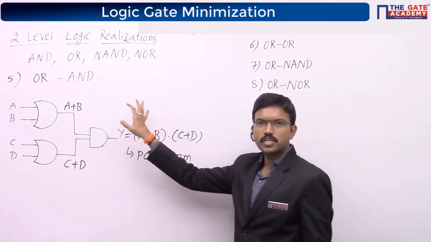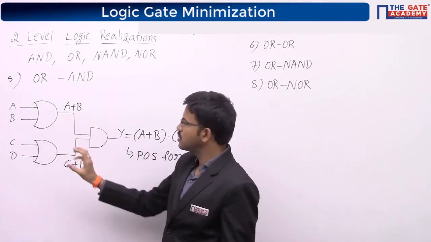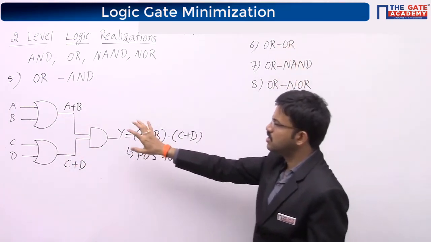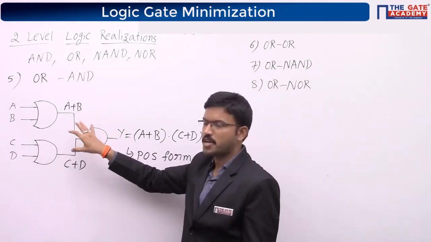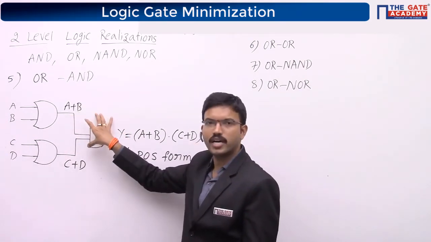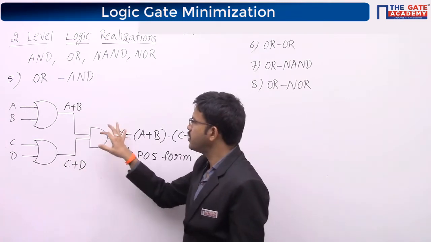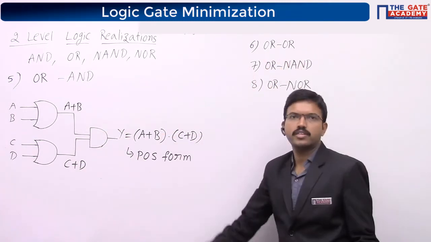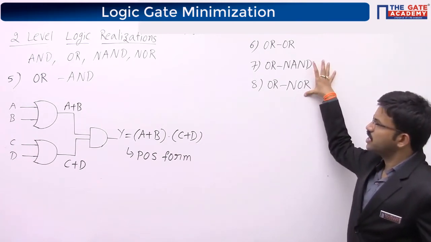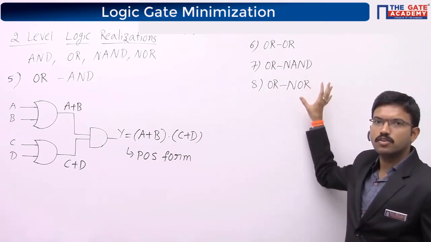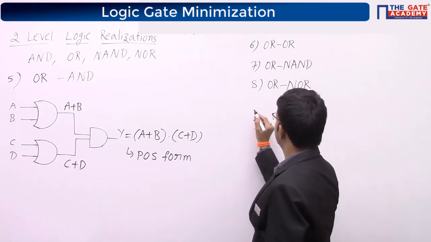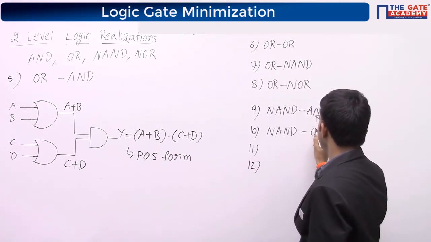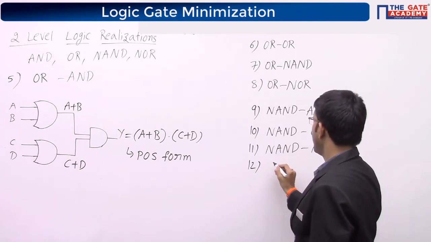Draw the circuit diagram for one case and for the remaining 3 cases, consider whatever outputs you get here as input for the other stage. In the place of AND gate, treat OR gate, next NAND, next NOR, like that. These 3 cases easy people can solve. And next NAND AND, NAND OR, NAND NAND, NAND NOR.